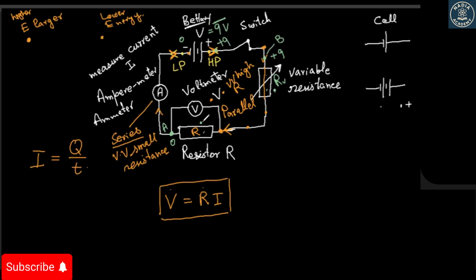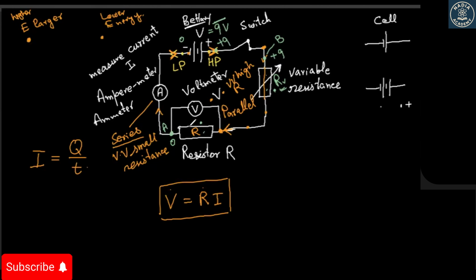Now remember, the bigger the resistor, the bigger the potential difference. For example, if this variable resistor is too big, then its contribution will also be too big, meaning that it will take more voltage compared to the voltage across this R. So we are using this variable resistor in this circuit just to change the voltage across this small R.